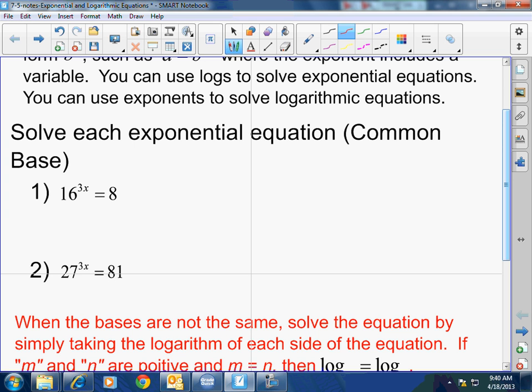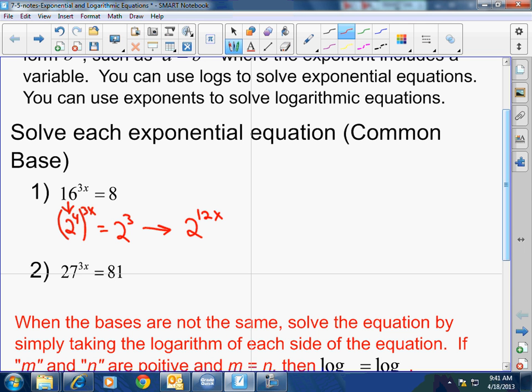All right? I don't know what to do here. There's nothing I can do here except change the bases. Isn't 16 here 2 to the 4th power? And that's to the 3x, right? Because 16 is 2 to the 4th, and 2 to the 4th is being raised to the 3x. And then 8 is 2 cubed, right? So that's going to turn into 2 to the 12x.